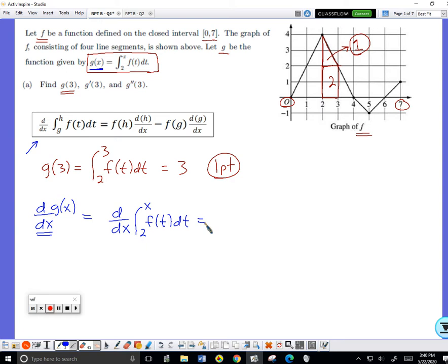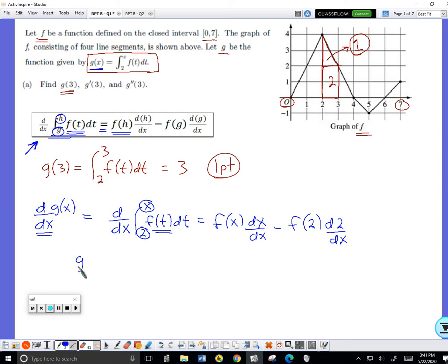And according to the formula, my g is 2, my h is the x, my f is just f. So this is going to equal f of the upper limit multiplied by d over dx of that upper limit minus exactly the same thing with the lower limit. Again, this statement in blue does not need to be written. You can do this in your head. Just make sure you're using the rule up here.